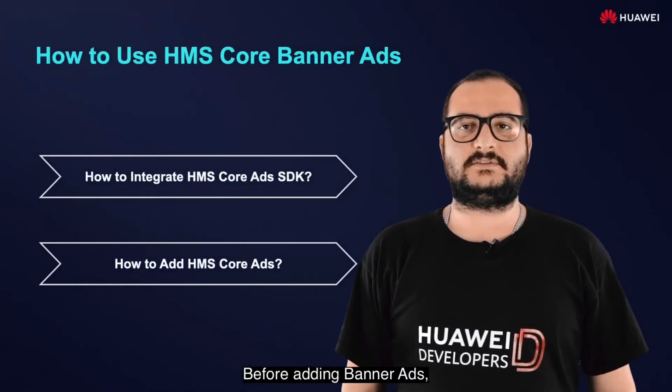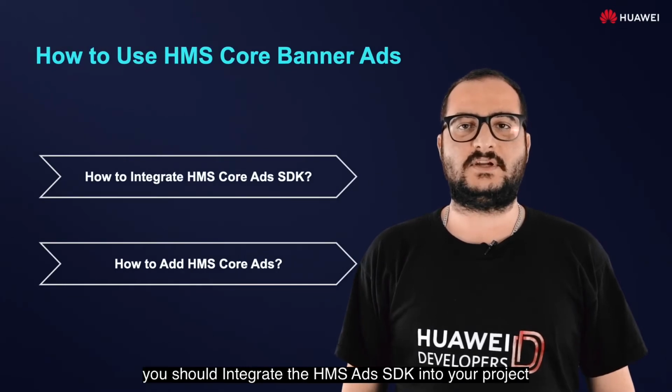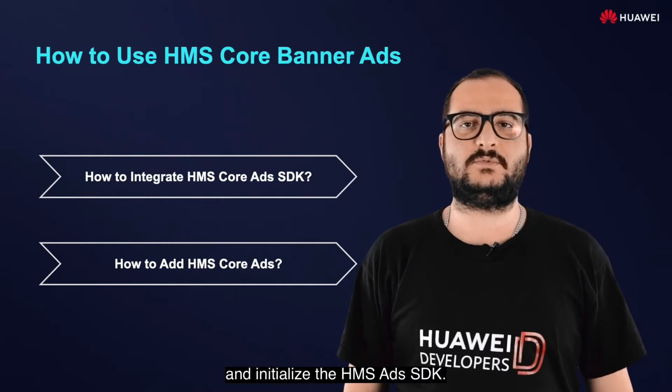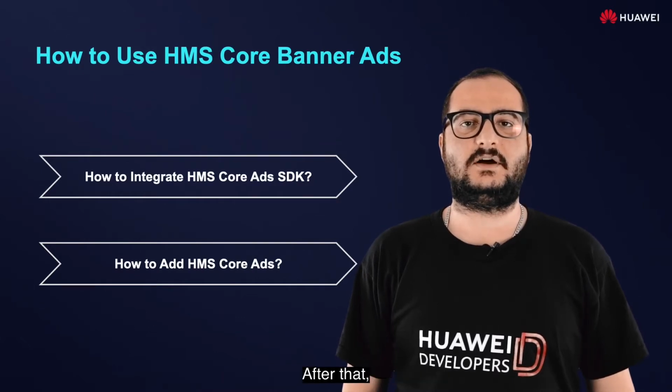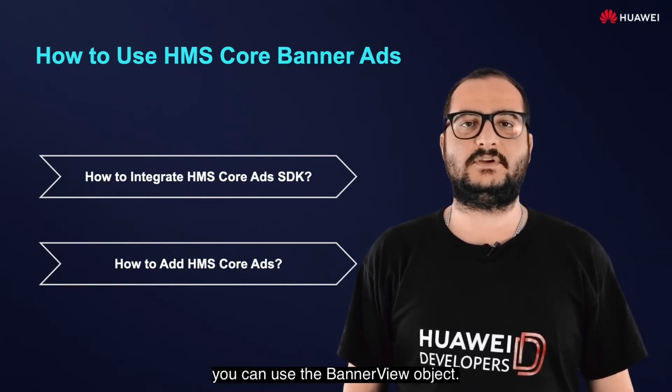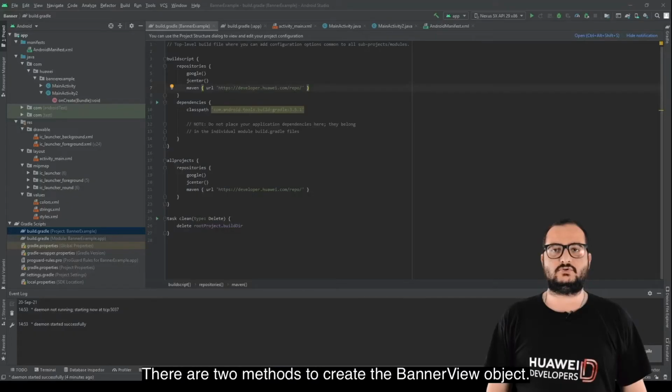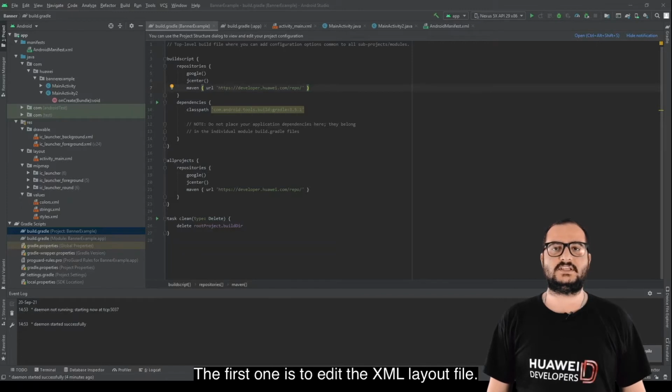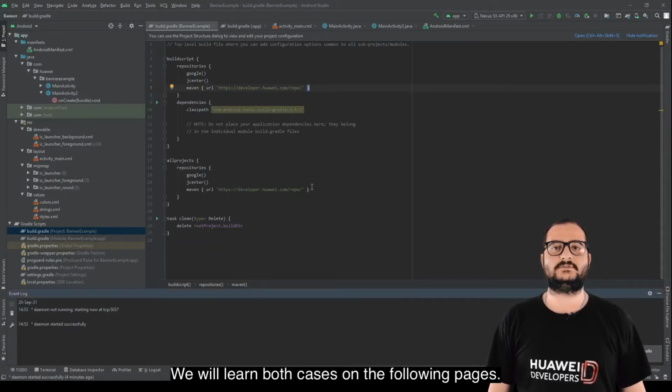Before adding banners, you should integrate the Huawei Mobile Services Edge SDK into your project and initialize the Huawei Mobile Services Edge SDK. After that, you can use the banner view object. There are two methods to create the banner view object. The first one is to edit the XML layout file. The second one is to use coding. You should choose one of them. We will learn both cases on the following pages.